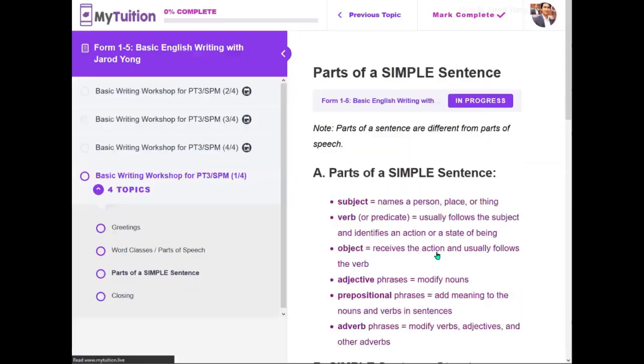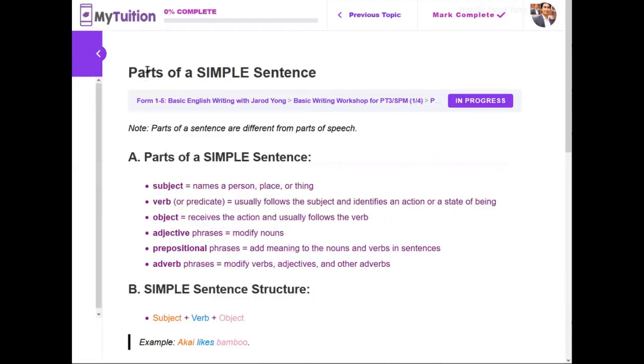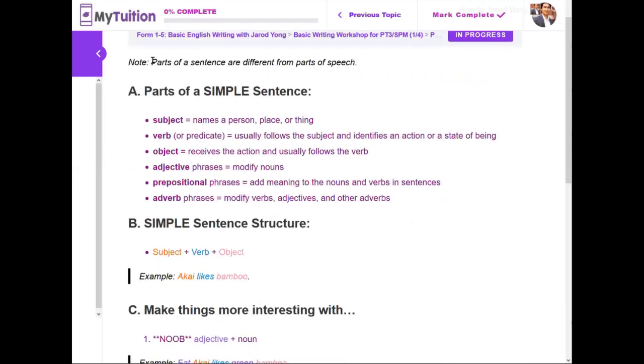This is the main thing that I want to present to you today. Parts of a simple sentence. So parts of a sentence are different from parts of speech, just slightly different. Let's look at the parts of a simple sentence here. So parts of a simple sentence, you have subject, which is the name of a person, place, or thing that you're talking about in that sentence. You have a verb, or in some situations, they're called predicates, which usually follows the subject and identifies the action or the state of being. The object is the thing that receives the action, and it usually follows the verb. And then you have adjective phrases that modify the nouns, prepositional phrases that add meaning to the nouns and verbs and sentences.